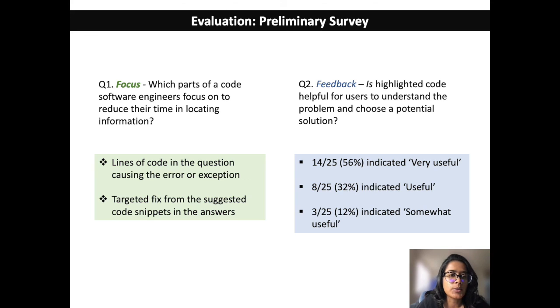So this shows that identifying the informative code segments from Stack Overflow and designing a browser extension or some other highlighting tool to help the developers find relevant information would be useful in helping the developers with their daily tasks.